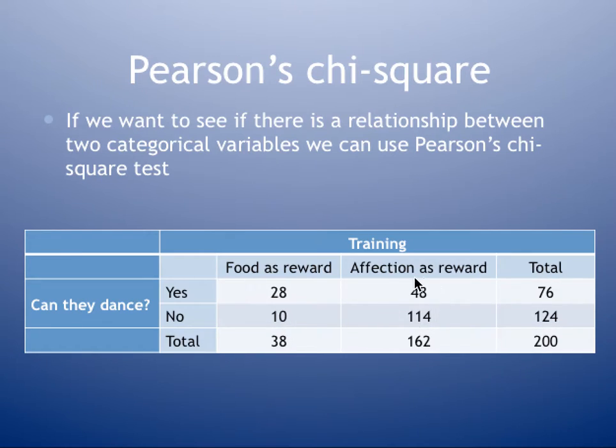And it's kind of an opposite situation where most of them given affection could not dance, whereas fewer of them could. And we can also see, though, that we have this variable where food was given to the far fewer, only 38 compared to affection. So what is the relationship between these two variables? Well, we use Pearson's chi-square to do this.